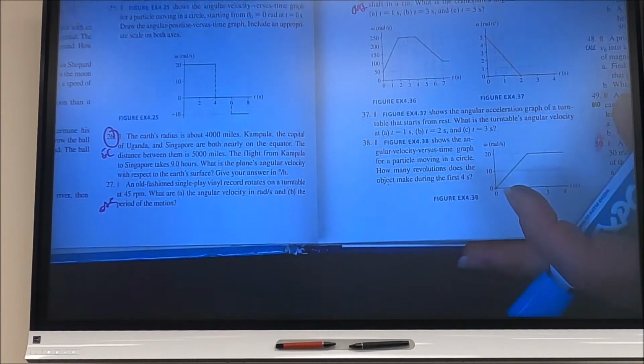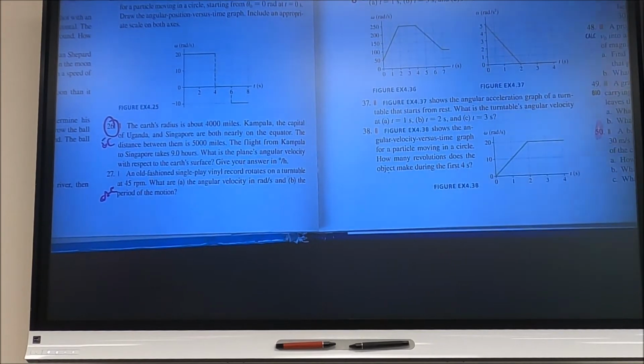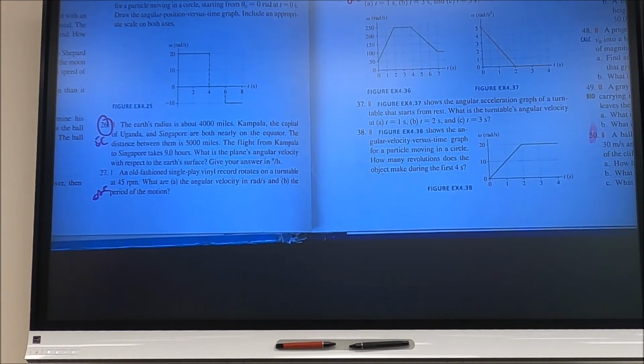Problem 26. Okay, it says the Earth's radius is about 4,000 miles. Kampala, the capital of Uganda, and Singapore are both nearly on the equator. The distance between them is 5,000 miles. The flight from Kampala to Singapore is 9 hours. What is the plane's angular velocity with respect to the Earth's surface? Give your answer in angle per hour.